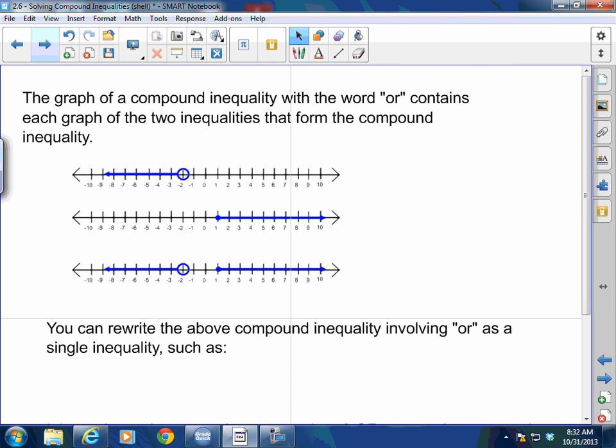Okay. Let's talk about the "or" now. The graph of a compound inequality with the word "or" contains each graph of the two inequalities that form the compound inequality. Here you're going to have two separate graphs on the same number line. They're not going to intersect. They're not going to have an overlap. Overlaps are for the "and"s. When they go in their own separate ways, that's "or," because you can have either one direction or the other direction. Let me explain what I mean by that.